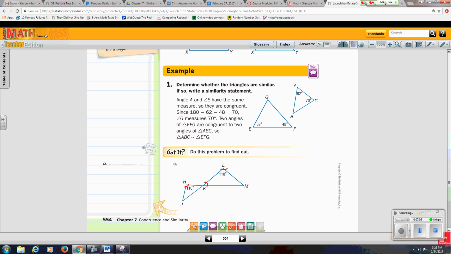So we know that angle LKM is congruent to angle HKJ. I can't just say angle K because angle K represents both of those. So, I should say it this way: HKJ, the 110, and LKM. I'm starting with the 110 on both of them. HKJ is congruent to angle LKM.